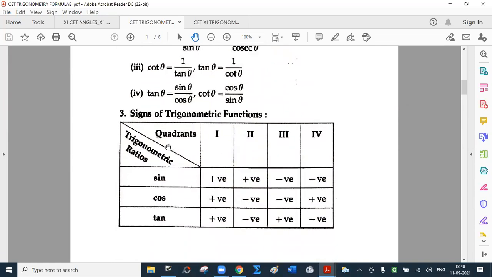Then in the third point, signs of trigonometric ratios. This is again a simple one. See, sine theta is y, cos theta is x. In first quadrant, both x and y coordinates are positive. So sine and cos are positive and therefore their ratio tan is positive. In second quadrant, x coordinate is negative. So cosine is negative. Y coordinate is positive. So sine is positive. And the ratio tan will be negative and so on. Is that clear? So this is the third part.